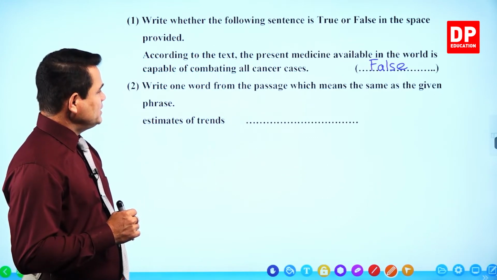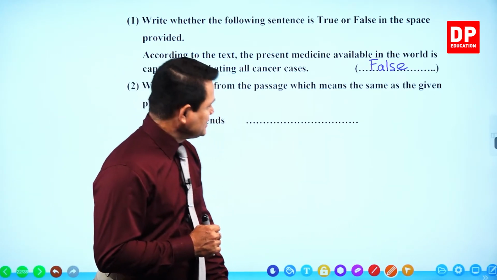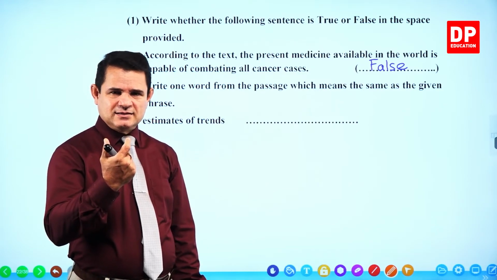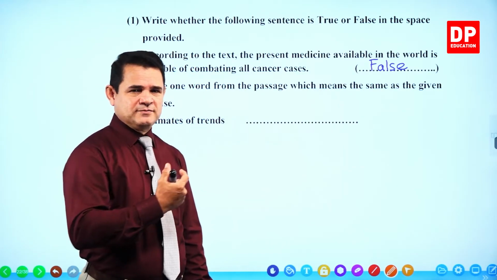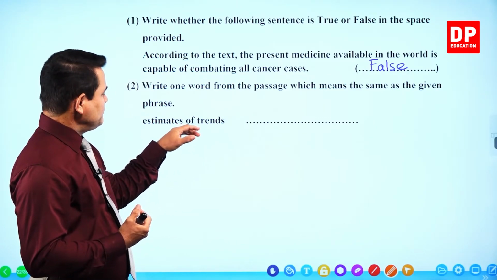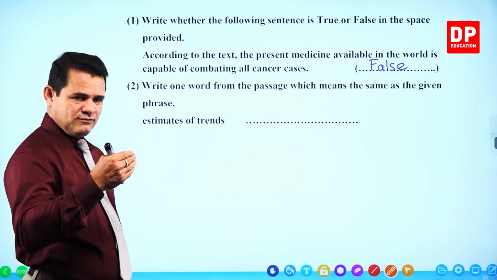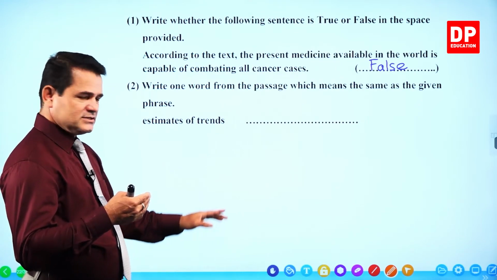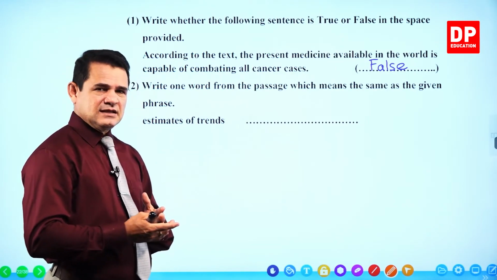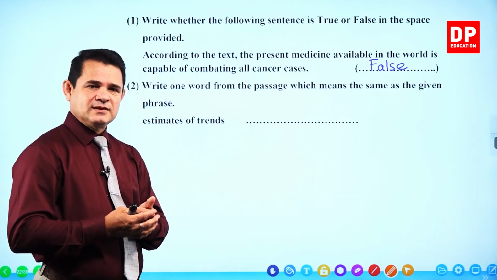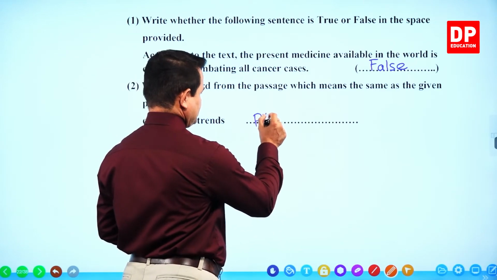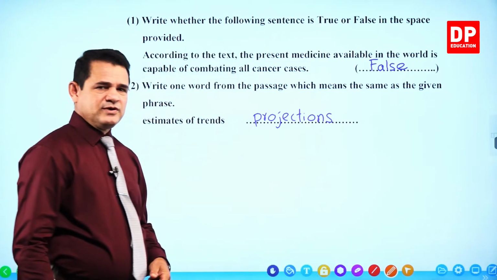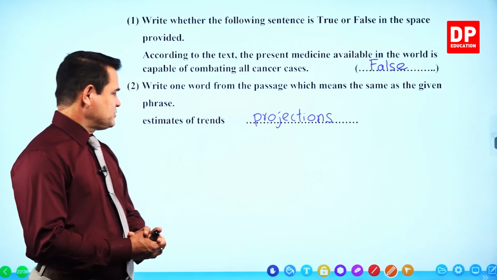Next one, write one word from the passage which means the same as the given phrase. Estimates of trends. Now it was there in the article that we can say like projections, right? So when you read the article, you can find this word.